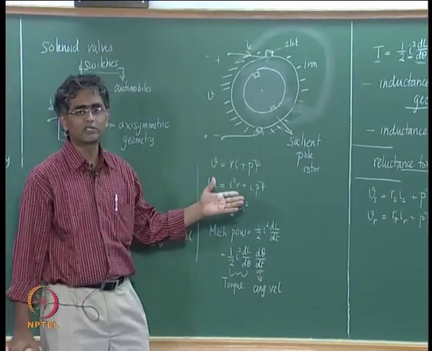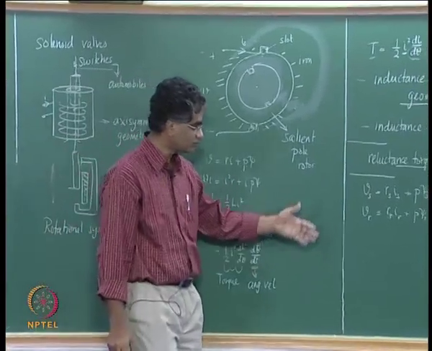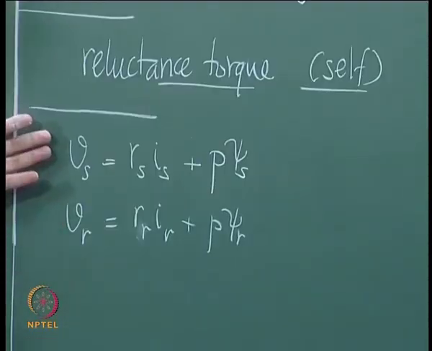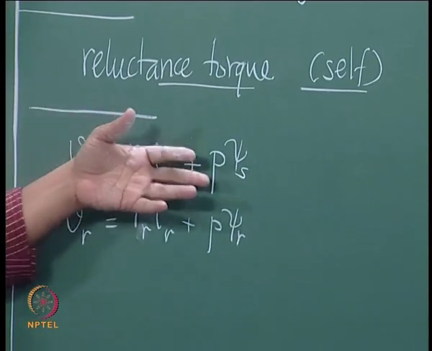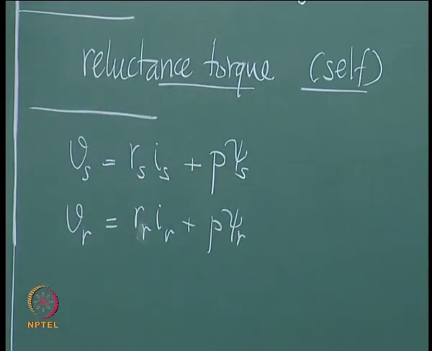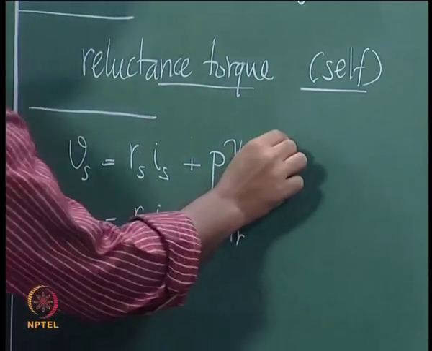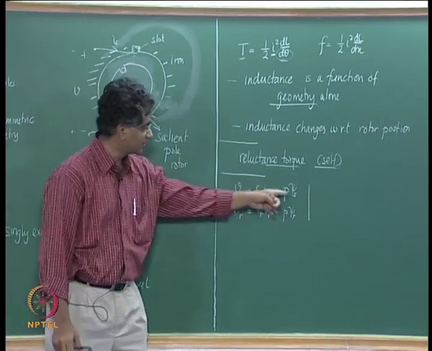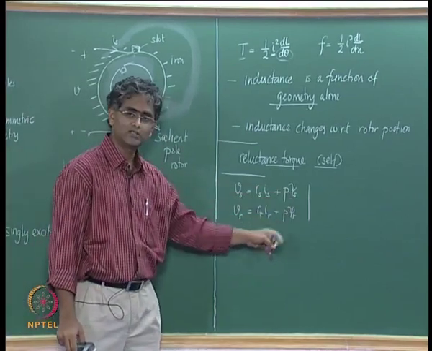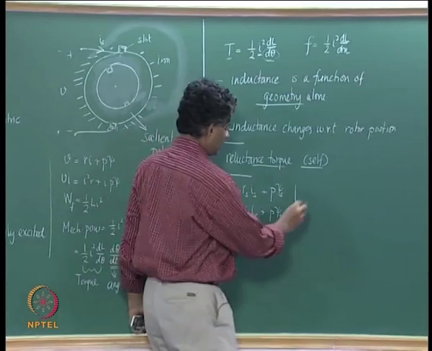This form of the expression, as I said, will be repeating. This is a general expression. Voltage is always equal to a resistive drop plus the rate of change of flux linkages that are there. But this alone is not enough. You then need to have an expression for psi S and psi R.